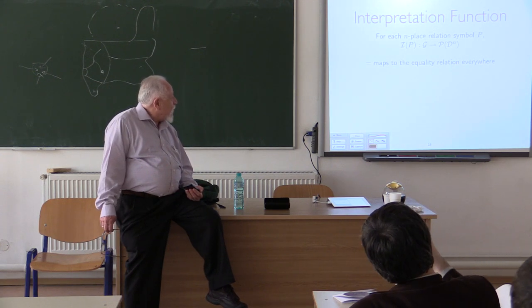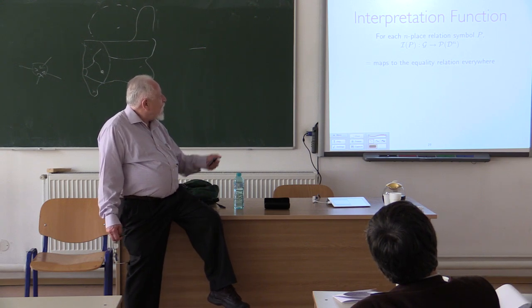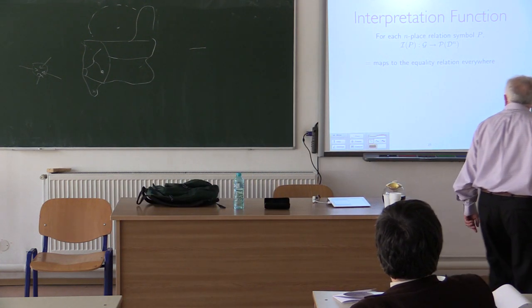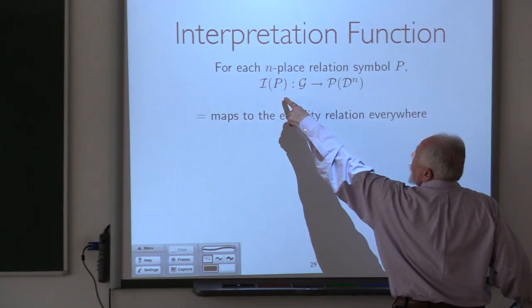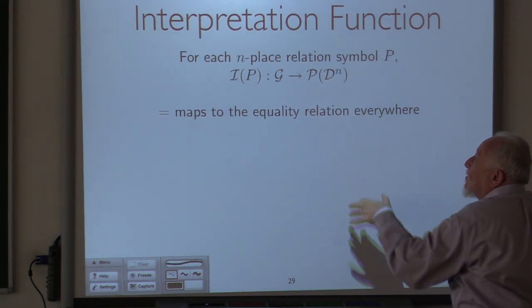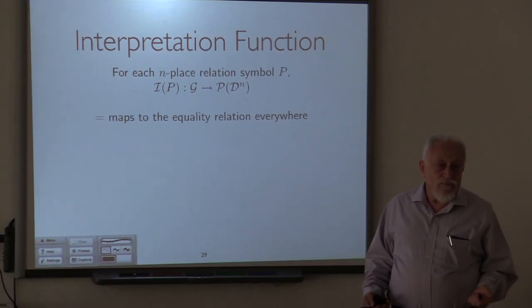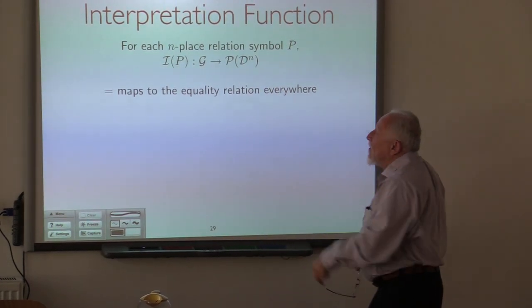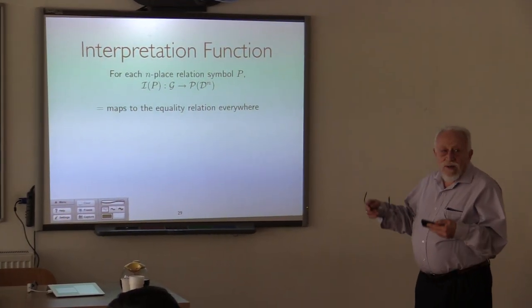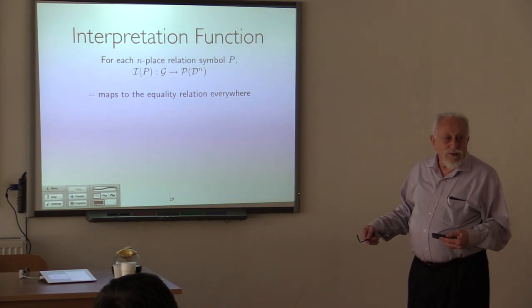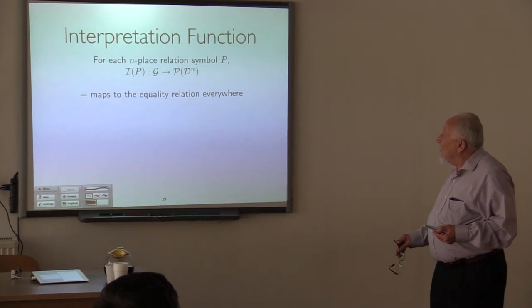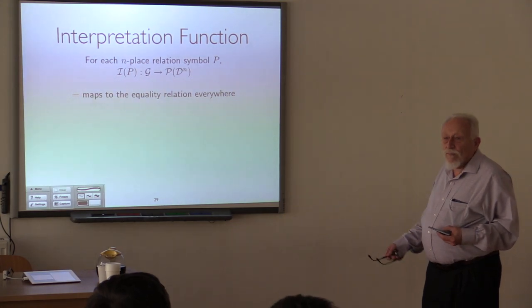So for each n-place relation symbol P, the interpretation of P is a function from G to the power set of D^n. But what is all of that saying? The interpretation of an n-place relation symbol could be something that assigns to each world an n-place relation, thought of as a set of n-tuples over the domain. So the interpretation of a relation symbol is a relation, but it depends on what world you're in. The equality symbol, I'm assuming, is rigid and simply maps to the equality relation everywhere.